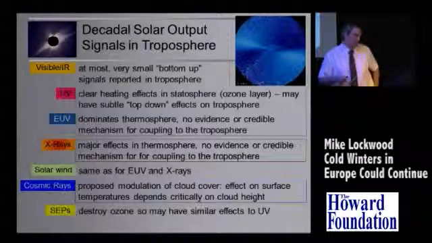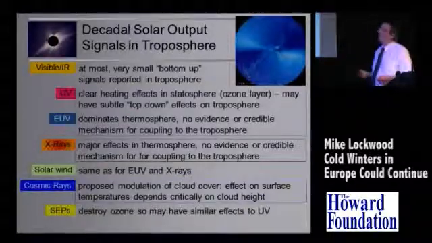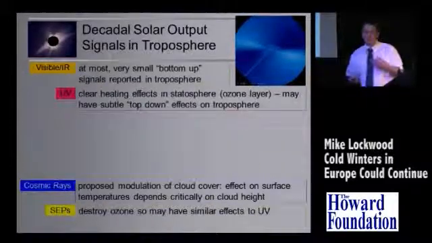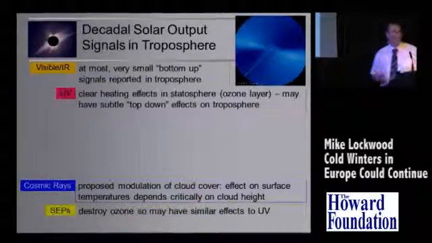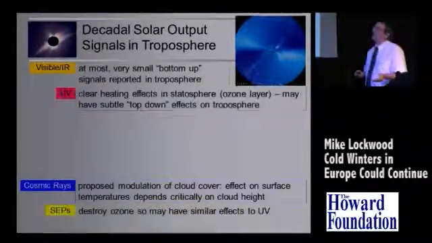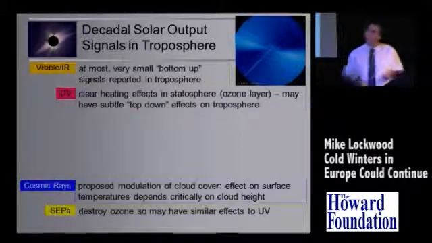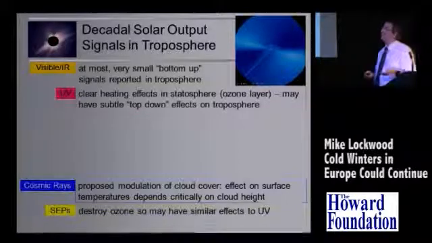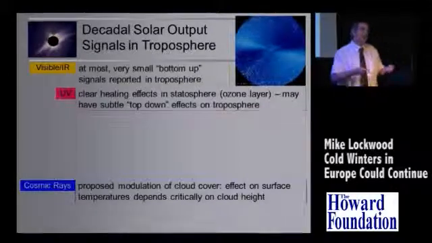And then, as I've already mentioned, SEPs destroy ozone, and so they may have effects similar to ultraviolet. So I'm going to get rid of those that are affecting the thermosphere, because the thermosphere is such a sparse gas. There really is no credible observations or mechanism for transferring that energy down to where our climate is. And we're left with these guys. I'm going to get rid of SEPs, because we have no evidence for long-term change in the rate of SEPs. And also, at solar minimum, they go away anyway, so there's nothing to take away.